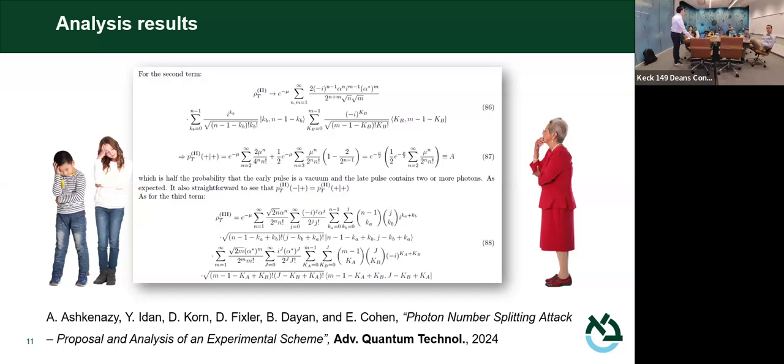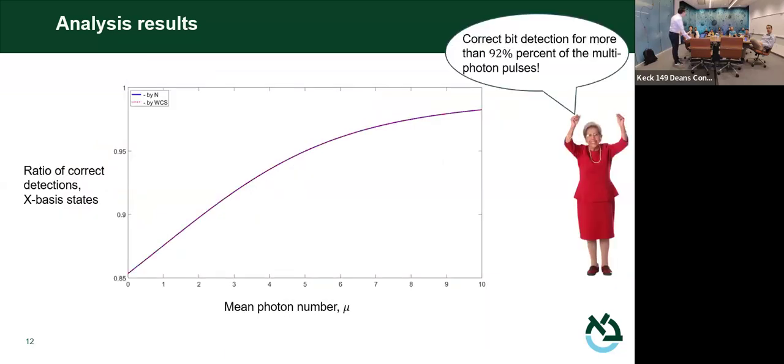So let's just talk about the results. And the first question is, okay, does it work? Can Eve actually get information from the multi-photon pulses? And the answer is yes. If you look at the Z-basis states, you will get perfect detection at Eve's side. Whenever she gets a photon, meaning whenever there is a multi-photon pulse, she will get a correct detection in the Z-basis.